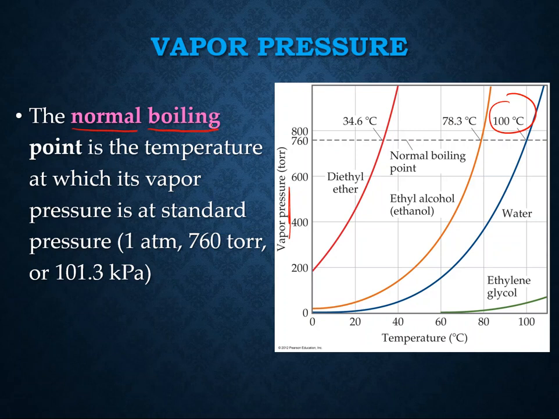Normal boiling point is at normal conditions, which would be about room temperature and standard pressure. Standard pressure happens to be 1 atmosphere, 760 torr or millimeters of mercury, or 101.3 kPa, kilopascals. So keep that in mind when we say it boils at this. We're really referring to the normal one, which would be at standard pressure. Okay.